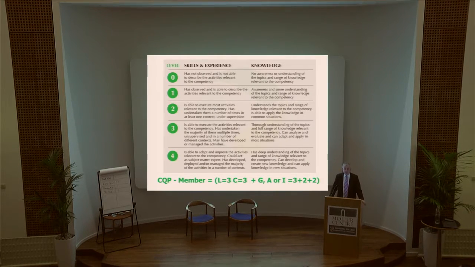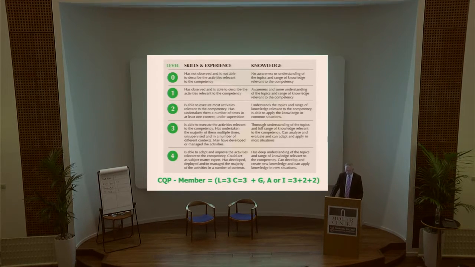Well, these are the levels. These are the levels that are associated with each grade. They run from 0 to 4. 0 is effectively no skills or experience, no knowledge. So it's very much at the base level. Running up to 4, experts. Okay, been there, done it, can do anything.